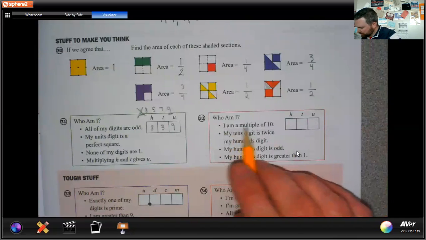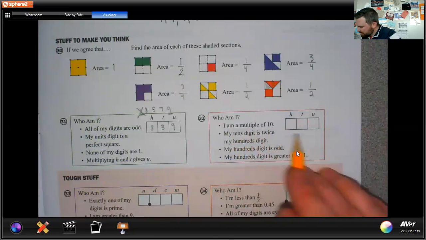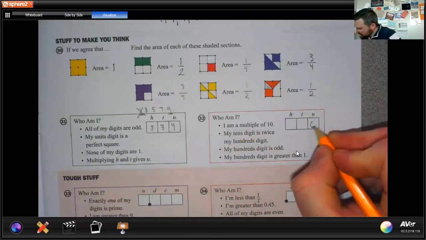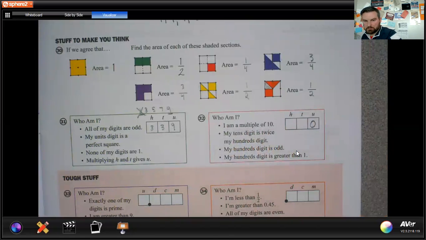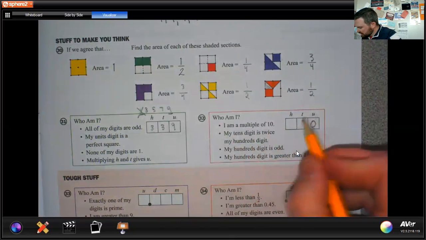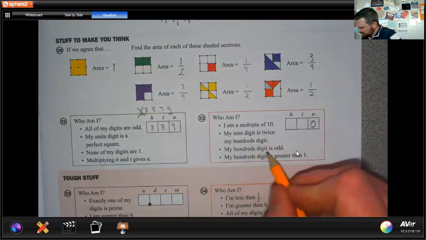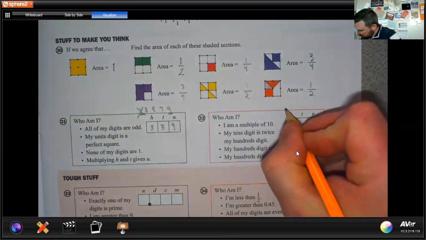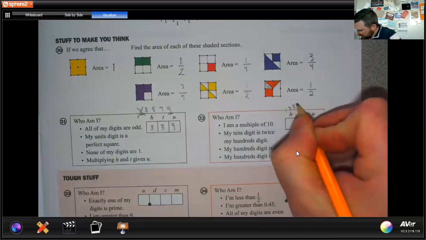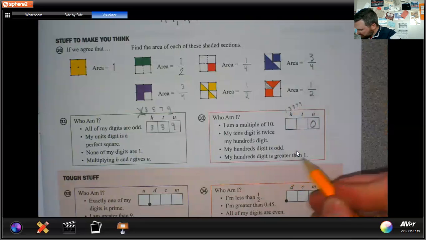All right, who am I? I am a multiple of 10. Okay, so this number is a multiple of 10. That means that this units digit has to be a 0. Okay. My tens digit is twice my hundreds digit. So this digit is 2 times whatever this is. My hundreds digit is odd. So this number right here is 1, 3, 5, 7, 9. Okay. My hundreds digit is greater than 1.